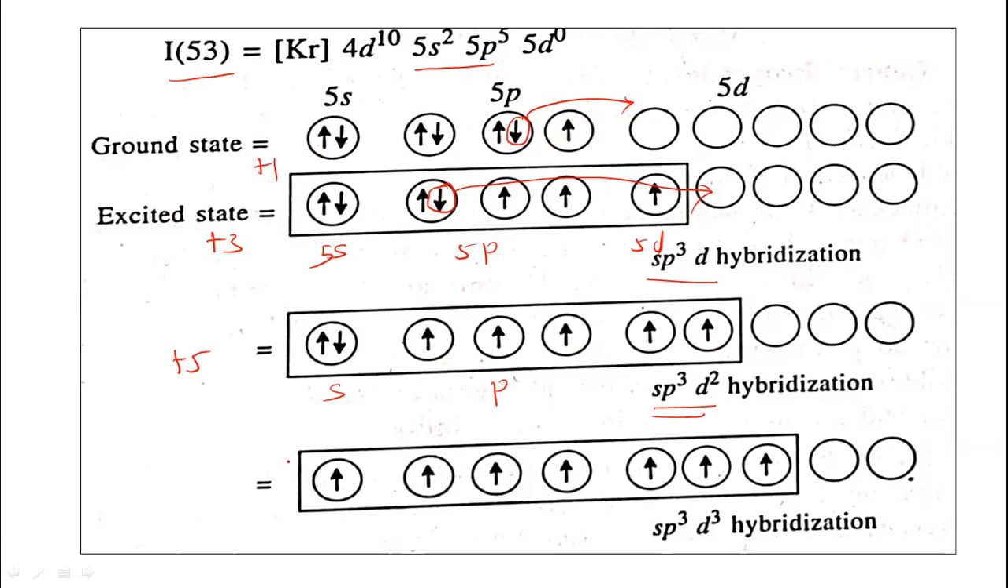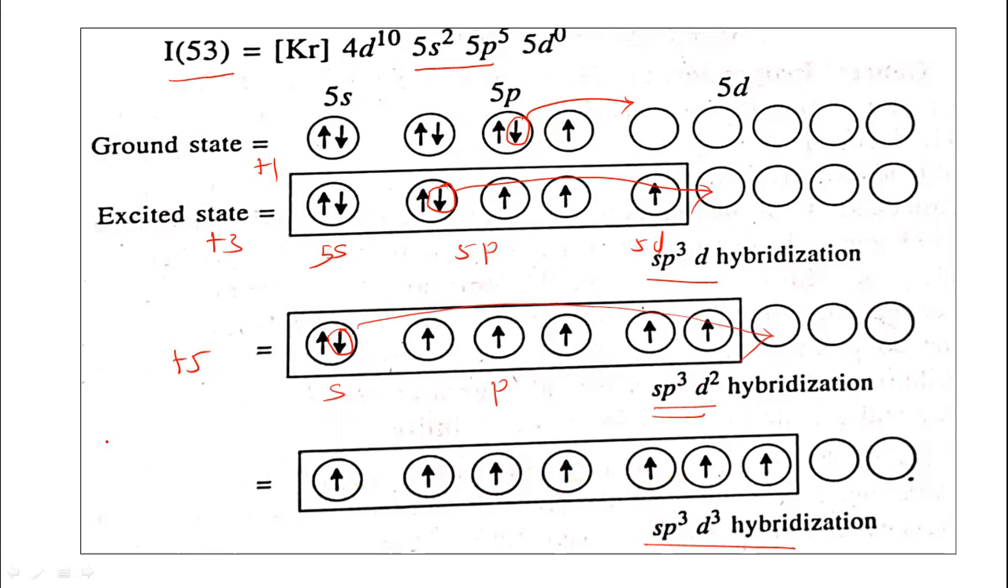And the last one: the highest oxidation state of iodine is possible because an electron from the s orbital goes to the d orbital here. So now there are 7 half-filled orbitals. You can see 1, 2, 3, 4, 5, 6, 7. 7 half-filled orbitals are there. So the hybridization will be sp3d3.